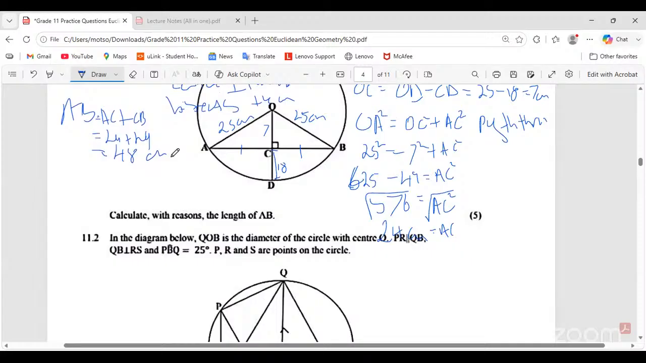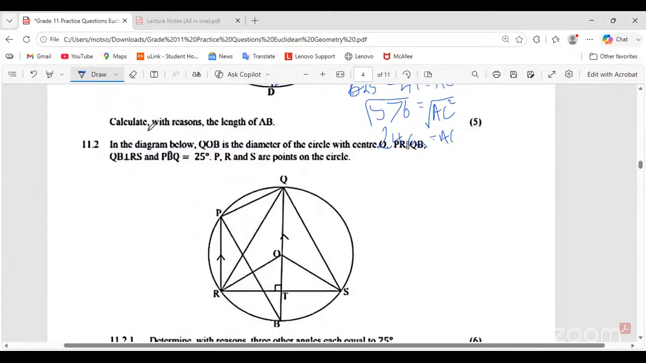Let's move to the next one. Here they are saying in the diagram below, QOB is the diameter of this circle with the center O. Okay. Now let me erase this. We are also given that PR is parallel to QB, and QB is perpendicular to RS. And angle PBQ is 25. Okay. PBQ. This angle here is 25 degrees.